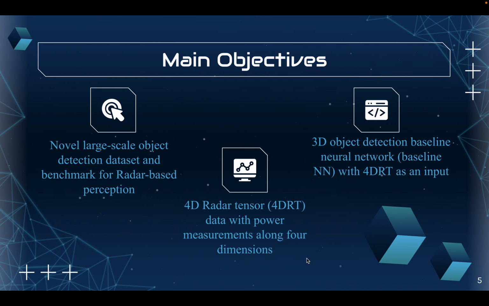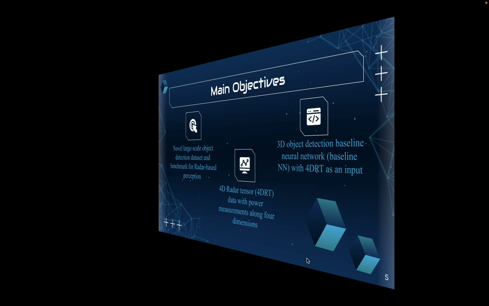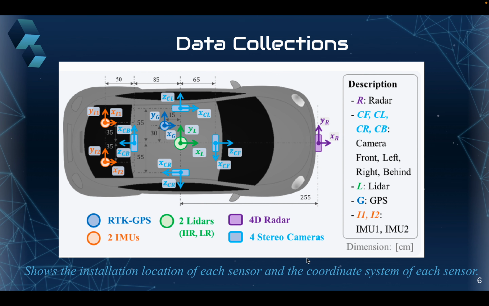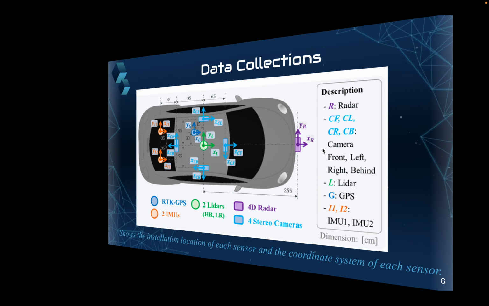The main objective of the paper is that they have introduced a novel large-scale object detection database and a benchmark for this. They are using 4D tensors, basically four dimensions, and a 3D object detection neural network to predict the output. This is how the data collection looks: the locations of various sensors on the car, such as the radar on the top, the 4D radars at the front of the car, and various stereo cameras on the sides.